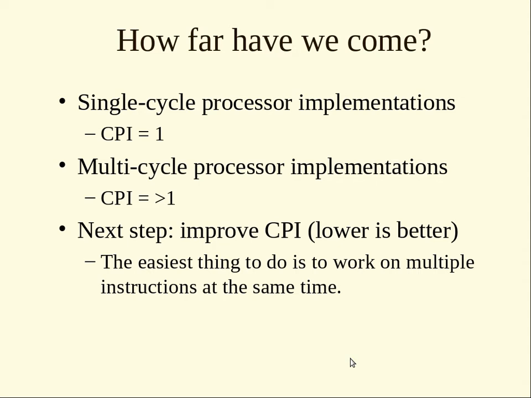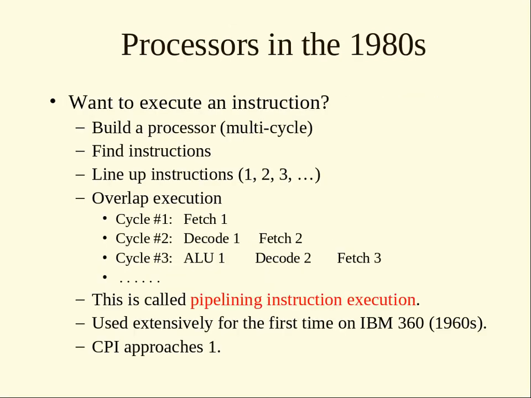Single cycle is 1, multi-cycle is greater than 1. Next step, improve CPI. We want to make it lower and better. The easiest thing to do is work on multiple instructions at the same time, which is what our pipeline is going to do, i.e. while your clothes are in the dryer, you also have clothes in the washing machine. So you're going to work on multiple instructions at the same time.